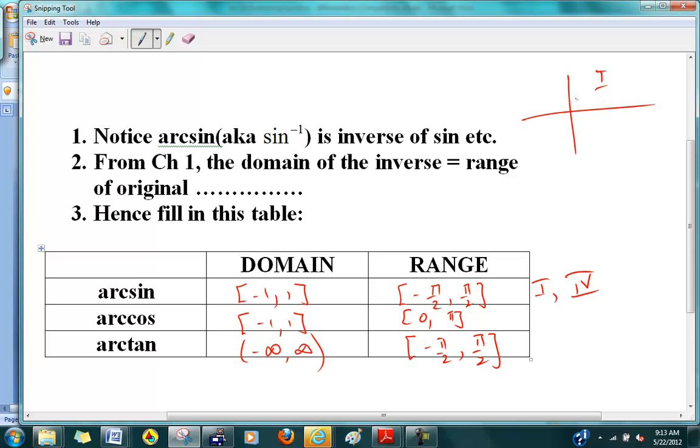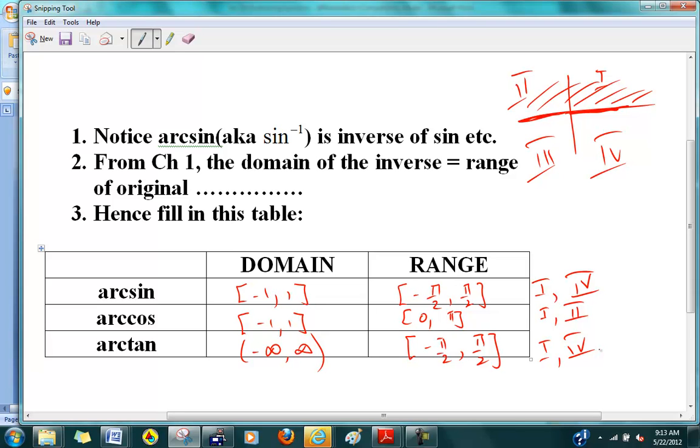This is quadrant 1. This is 2. This is 3. This is 4. It's telling you the angle is between 0 and pi, so here's 0. Here is pi. So it's going to be 1 and 2, because in there the angle is between 0 and pi. And then tangent is the same as sine.